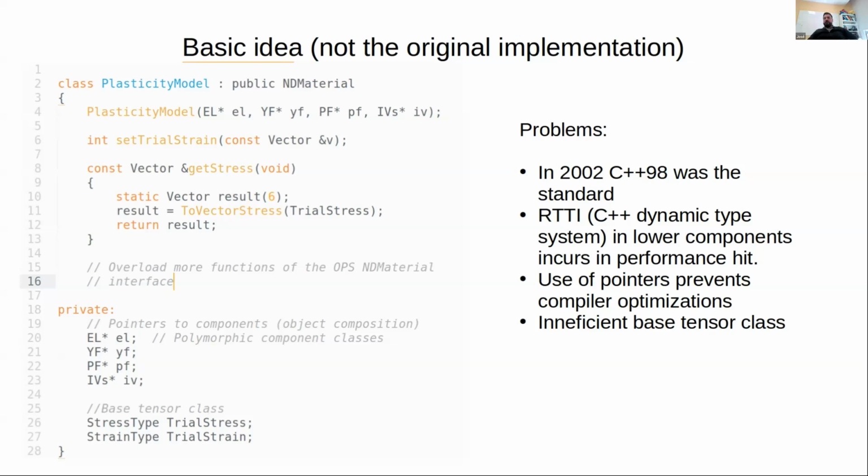So in addition to that, the use of pointers actually prevents the compiler from doing some cool optimizations that you can do if you actually know what the components are. And the last problem that it had is that the tensor class available back then was object-oriented and very beautiful because it used index notation, but it was kind of inefficient.